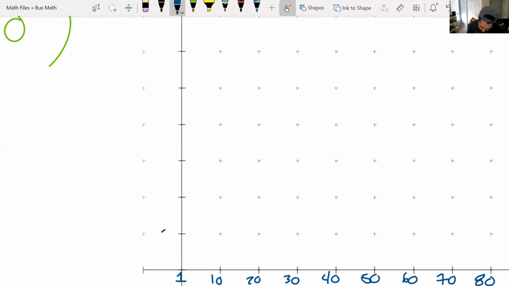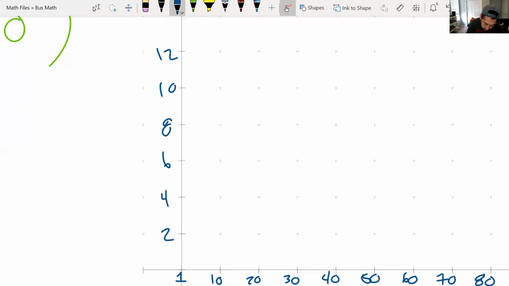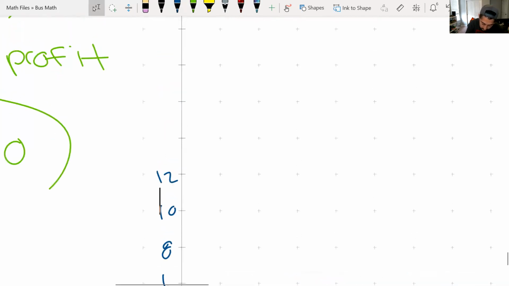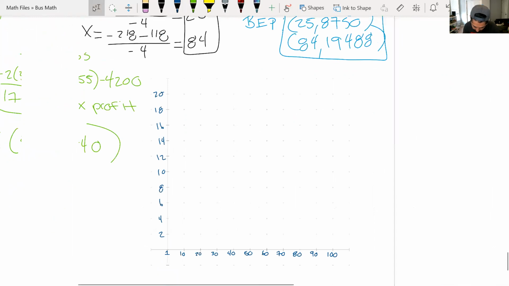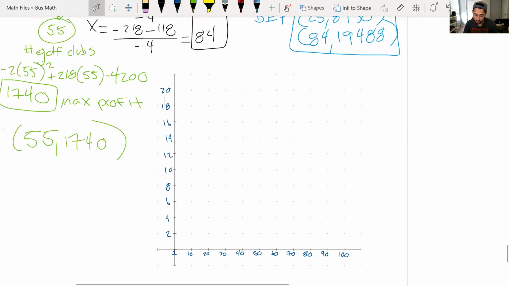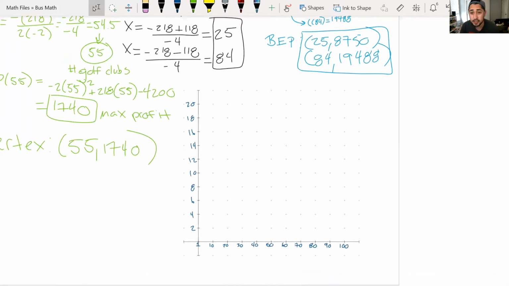No skipping. 2, 4, 6, 8, 10, 12, 14, 16, 18, 20. Okay, cool. Right there, you see the only 3 points I need. Break-even points, vertex. Now let's graph.